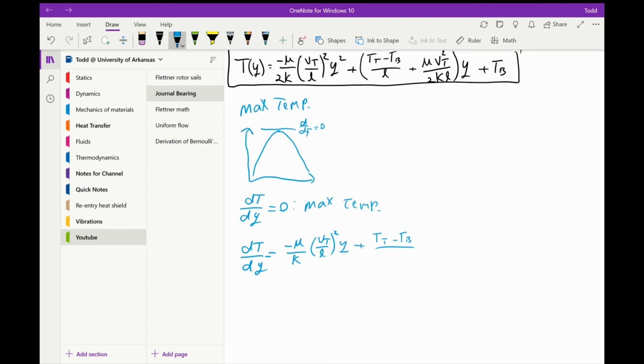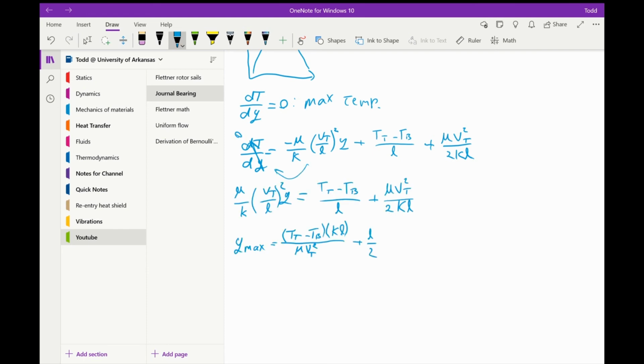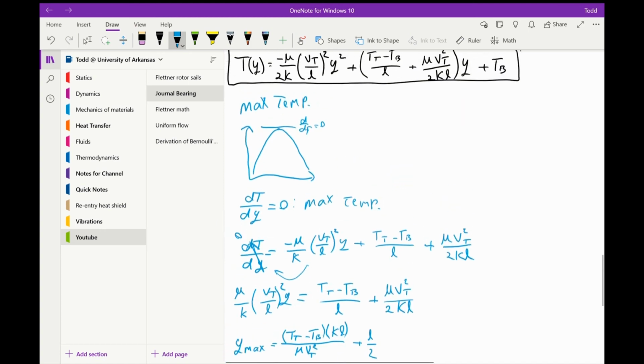So we take our temperature profile equation and we differentiate that equation, giving us the following equation that you see before you. With dT with respect to y being 0, that becomes 0 equal to this. Now we solve for y. This equation gives us the location of the max temperature. When you plug in the information that was given in the beginning of this problem, we get a location of 0.247 millimeters. We know this makes sense because it falls within the gap range.